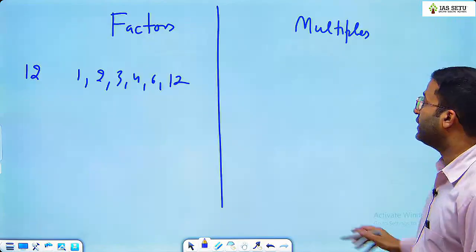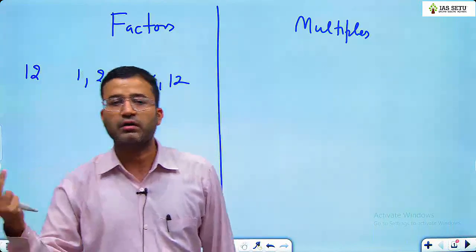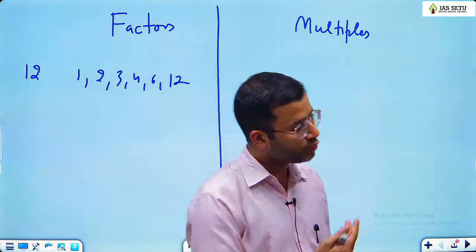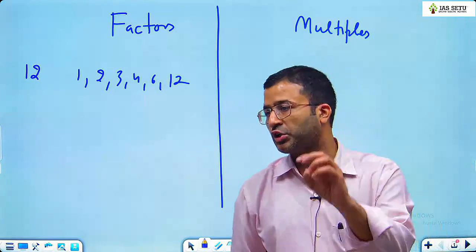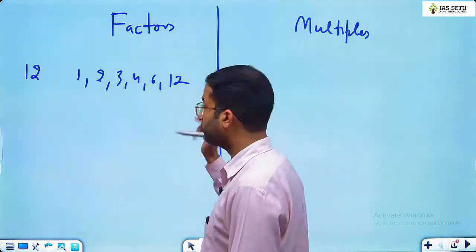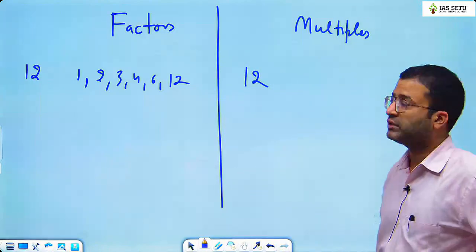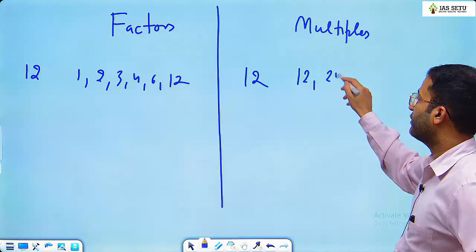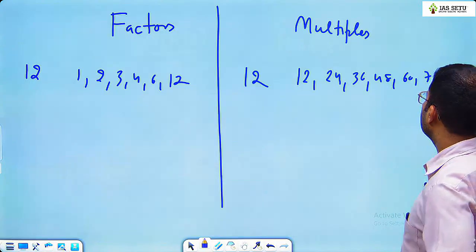So similarly here, if for factors we have a smaller number, you can count manually and add manually. But if it is a bigger number, there that short trick or formula will help. So for 12, these are the factors. Now the multiples. What are the multiples of 12? 12, 24, 36, 48, 60, 72, and so on.